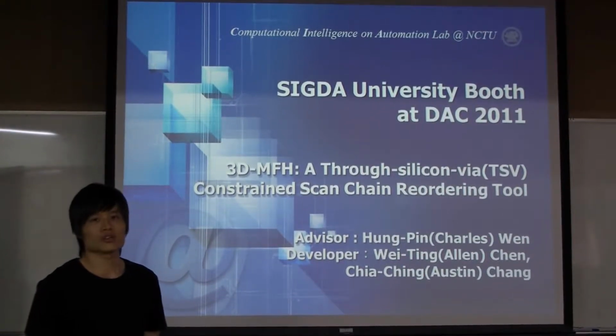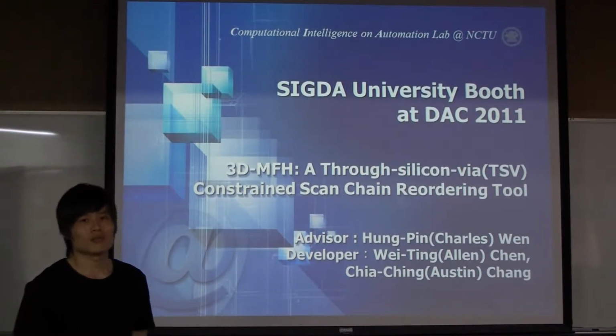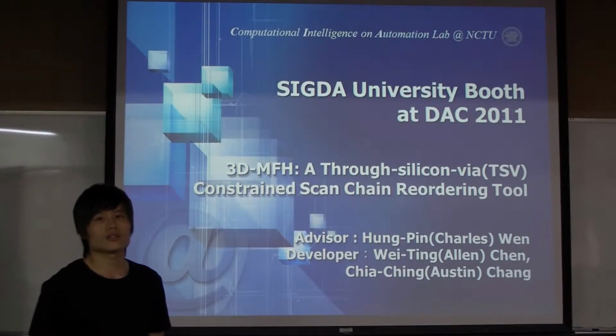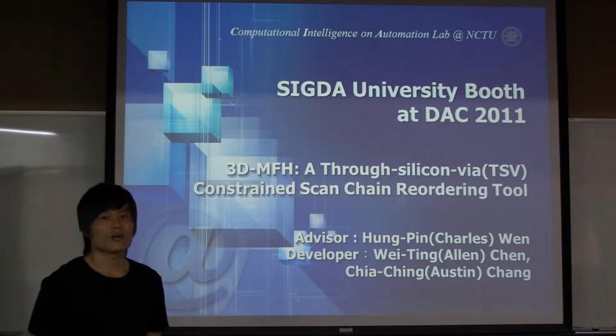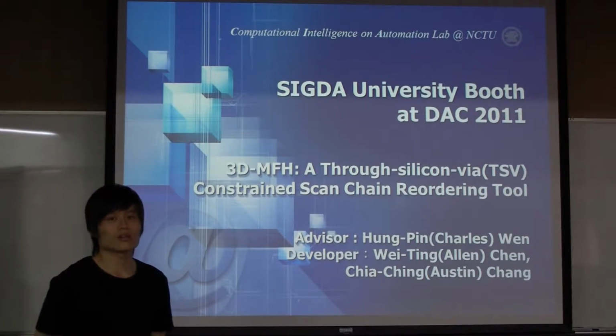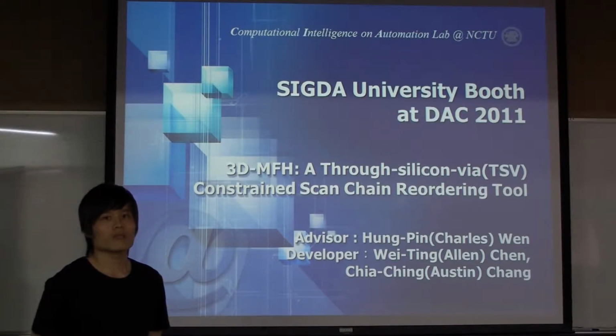Hi, my name is Chia-Ching, a student from Computational Intelligence and Automation Lab at National Chia-Ching University. In this video, I would like to introduce a through-silicon via constraint Chia-Ching reordering tool named 3D-MFH.